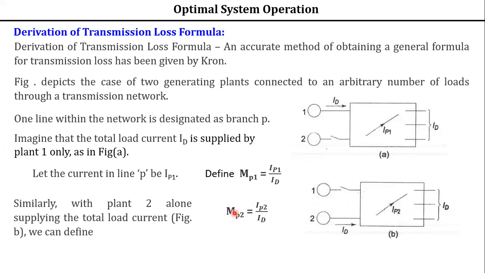So we have defined these two factors as a ratio of the respective branch current to the total load current. When plant 1 is supplying, it is IP1 by ID. When plant 2 is supplying, it is IP2 by ID. These MP1 and MP2 are current distribution factors. Understood? So these two are known as current distribution factors.